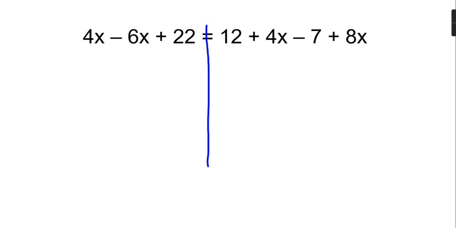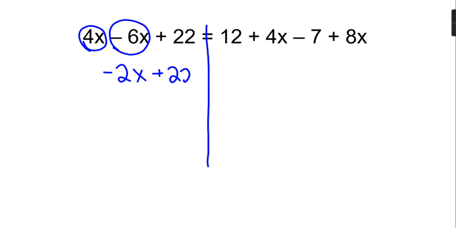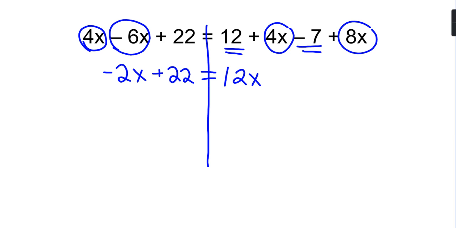On the left side, I see two variable terms. I see 4x and negative 6x. Those are like terms because they both have x. 4x minus 6x is negative 2x. And then the positive 22 is the only constant, so we have nothing to combine it with. On the right side, I also see two variable terms, 4x and 8x. So I'll add 4x and 8x, and I get 12x. I see two constant terms, 12 and negative 7. So I'll combine those as well. 12 minus 7 is 5. Now the left side is simplified, the right side is simplified.